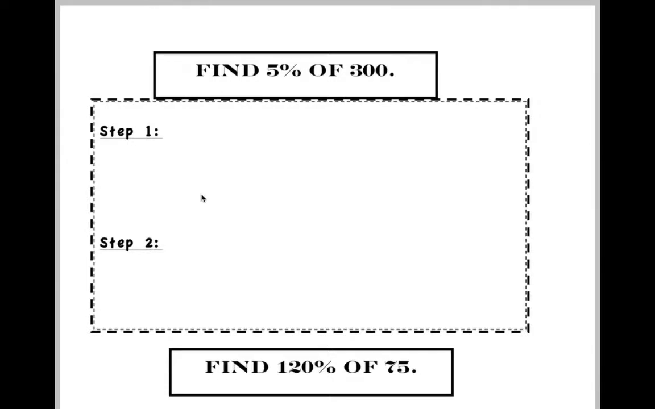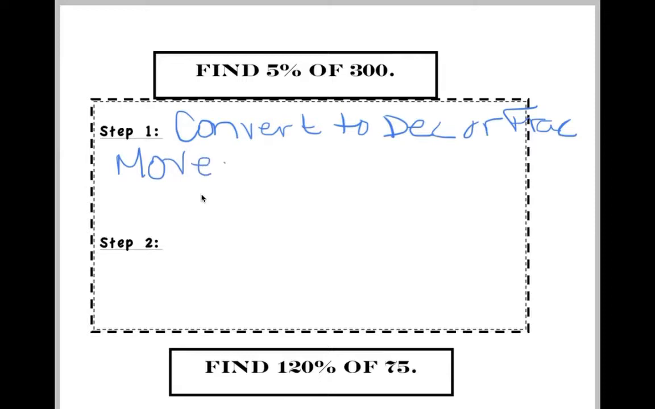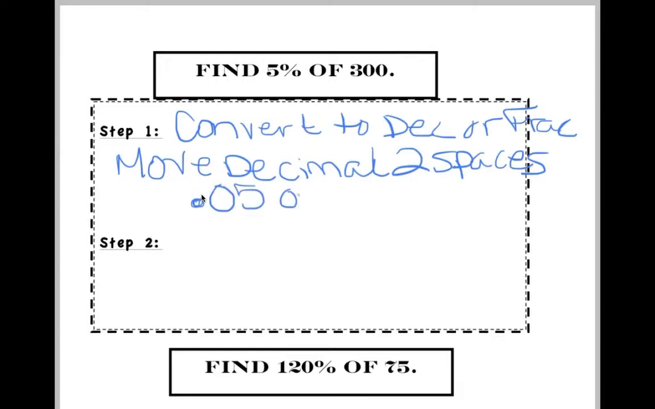Okay, so let's find 5% of 300. Okay, 5% is very small. So the first step is we want to convert to either decimal or fraction, your choice. Okay, when we convert to a decimal, do not forget it's always 2 spaces. So move the decimal 2 spaces. That's the biggest mistake people make, is they move it only 1 space, and you would end up thinking it was 0.5, and it has to be 0.05 or 5/100. Those are your choices.